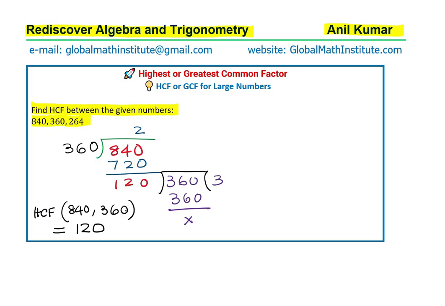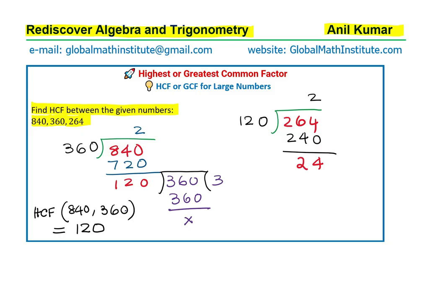But we have another number to deal with, which is 264. So we'll continue with 264 and 120, right? Similar division. We'll now write 264 and divide this by 120. 120 goes 2 times, which is 240. And what do you get? We get 24.